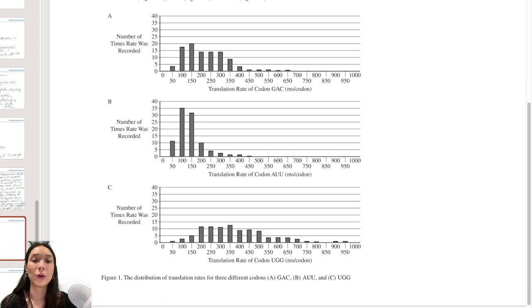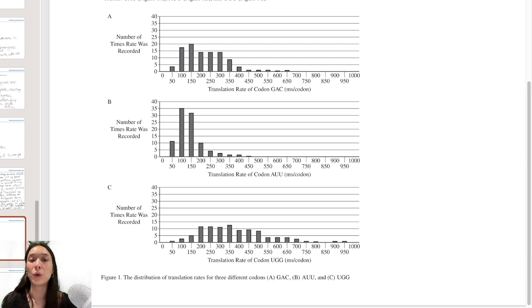Okay, so these graphs are a little bit different from what you're used to. They're not the standard bar graphs that we made in, I believe, question 2. These are more so what are known as histograms. What histograms are is really just the count of how many times a certain instance occurred. So the amount of times that they recorded 150 milliseconds per codon was 20. So they got that rate 20 times. So this is more so a histogram for count.